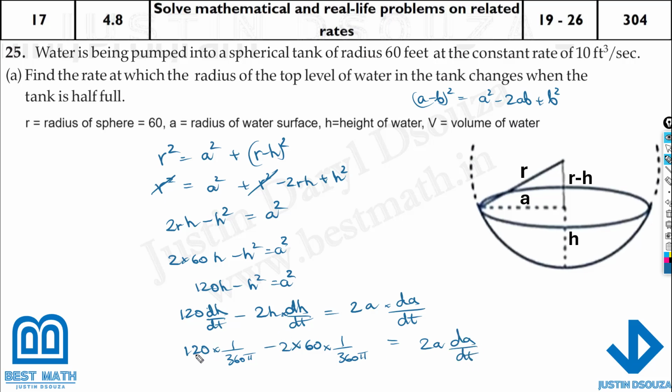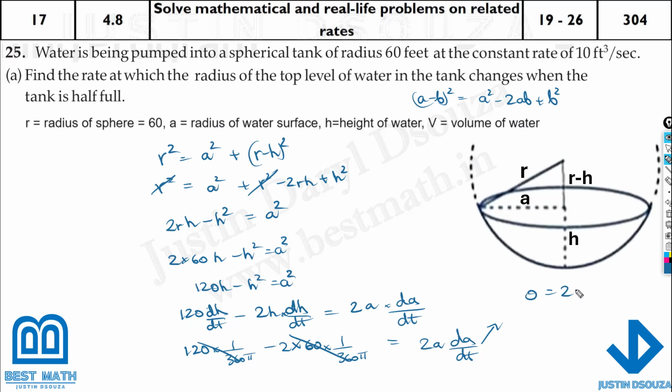Now let's solve this up. Here we have to find dA by dt. 120. Look at this. This is 60 times 2. It's going to be 120 itself. So these both will cancel. It's 120 times 1 by 360 pi minus 60 times 2 is 120. It's 0 here. So I'll just write it out over here. It'll be 0 is equal to 2a. A is also 60 basically.